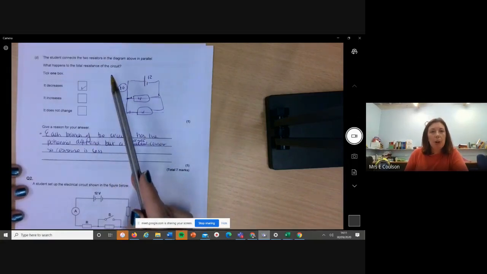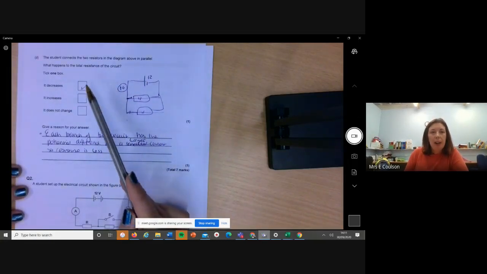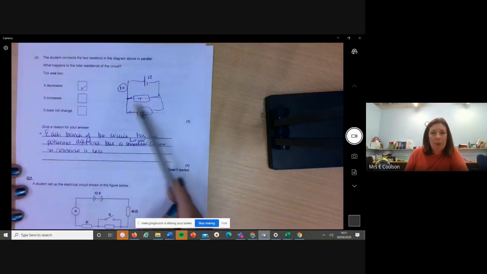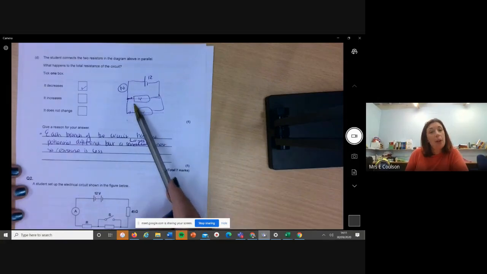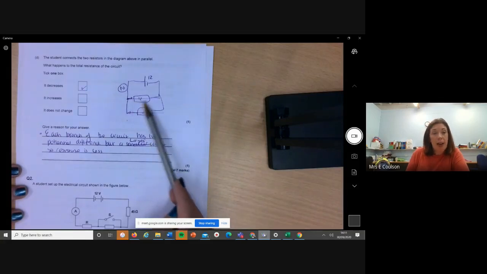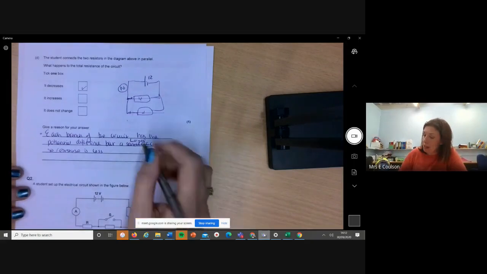Then the next question says the student connects the 2 resistors in the diagram above in parallel. What happens to the total resistance of the circuit? And you need to be talking here about the resistance decreasing. So when the resistance decreases, it's because you have now got this parallel circuit. There is more than one way for the current to flow. So although you have a high potential difference, so you've got 12 volts, the current can now flow through more than one part of the circuit, which means that the resistance is less.